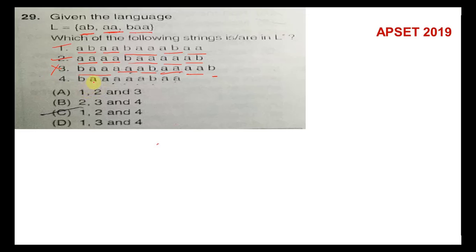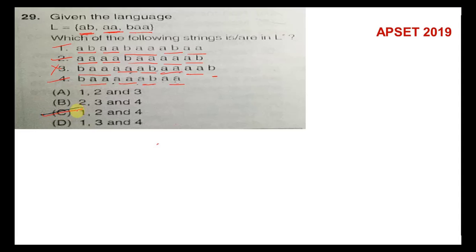Now see the next option, BAA matches the third string. Next, AA matches the second string of L. Next, AB matches the first string of L, and AA matches the second string of L. So 1, 2 and 4 are the right options.